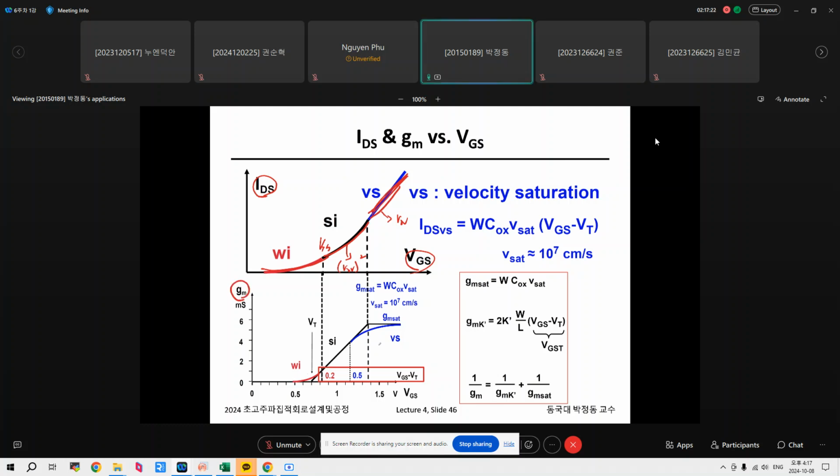So typically we just calculate the total GM in this form. GM is this, GM-K and GM saturation. The smaller one dominates. That's what it means.